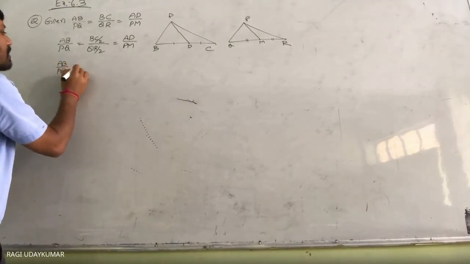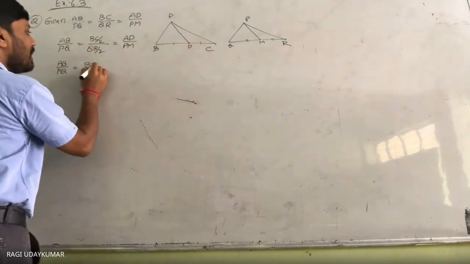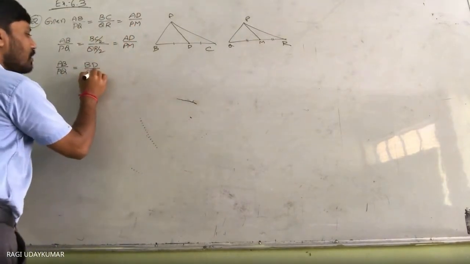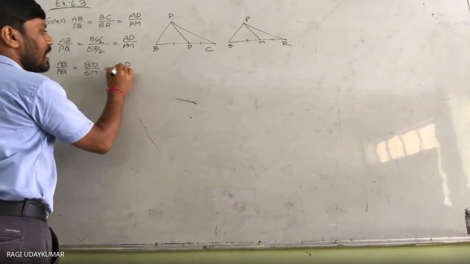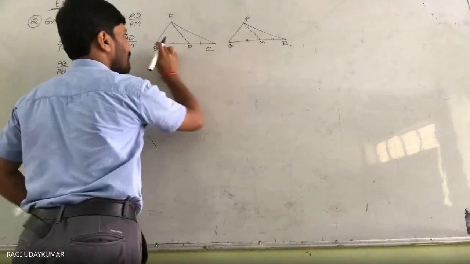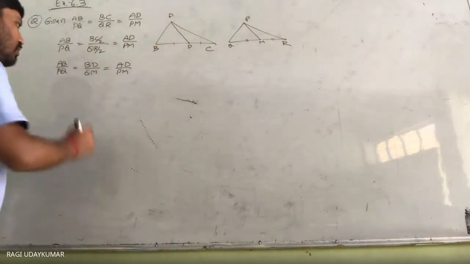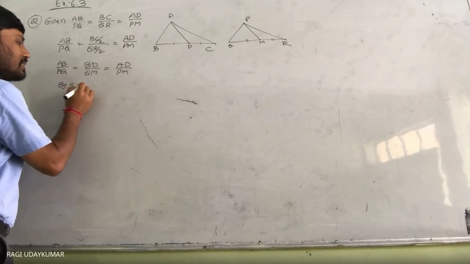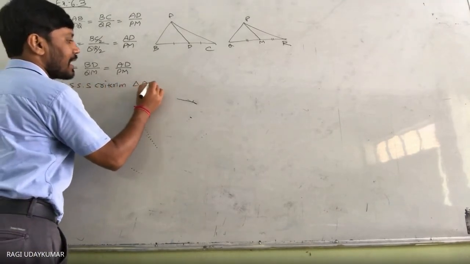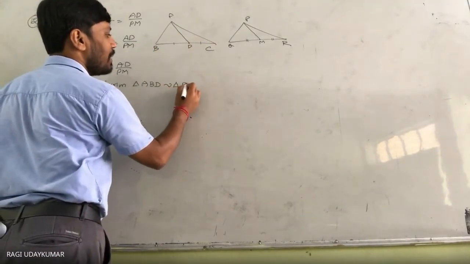AB by PQ is equal to BC by 2. BC by 2, what is half of BC? It will be BD. So BD by QR by 2. What is half of QR? It will be QM. So BD by QM is equal to AD by PM. From this, what you can observe here, AB by PQ, BD by QM, AD by PM are equal. That means you can say that by SSS criterion, triangle ABD is similar to triangle PQM.